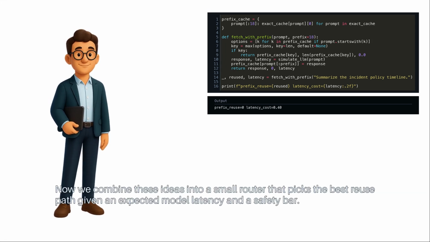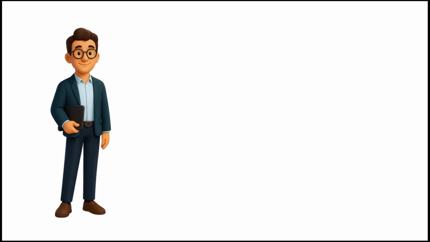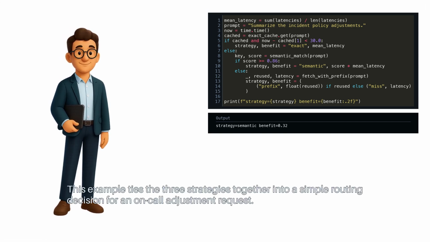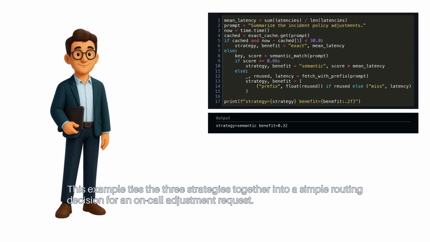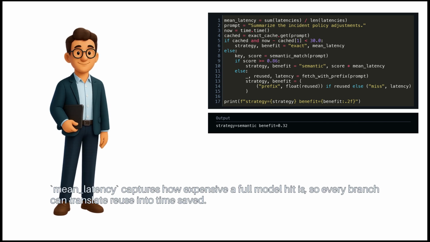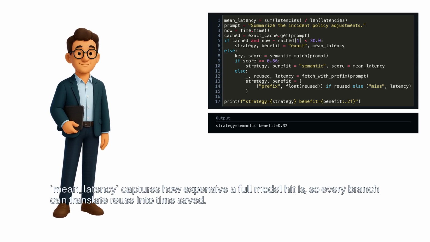Now, we combine these ideas into a small router that picks the best reuse path given an expected model latency and a safety bar. This example ties the 3 strategies together into a simple routing decision for an on-call adjustment request. Mean latency captures how expensive a full model hit is, so every branch can translate reuse into time saved.